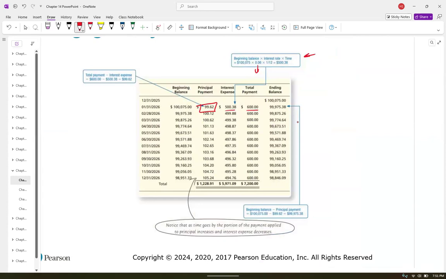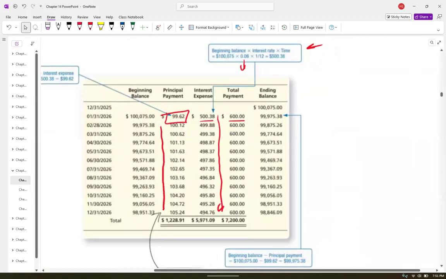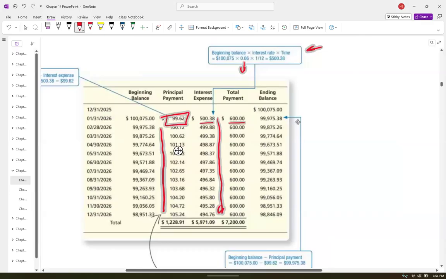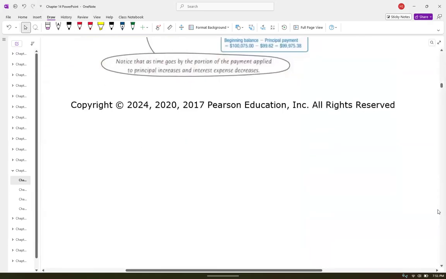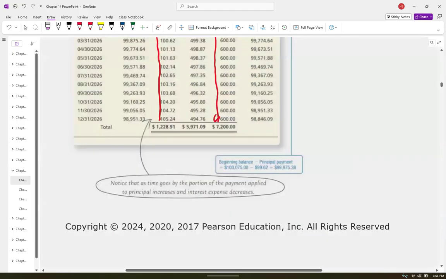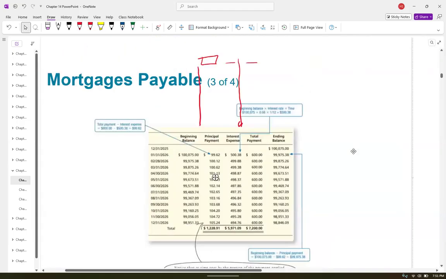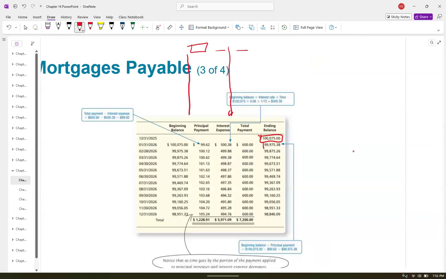Notice how that interest expense is going down as we go on. And the principal, as time goes on, that principal is going up. More of it is getting applied and it's making that ending balance go down. Okay. So the change in that ending balance from here to here is the difference, the 99.62 that got applied to the principal.